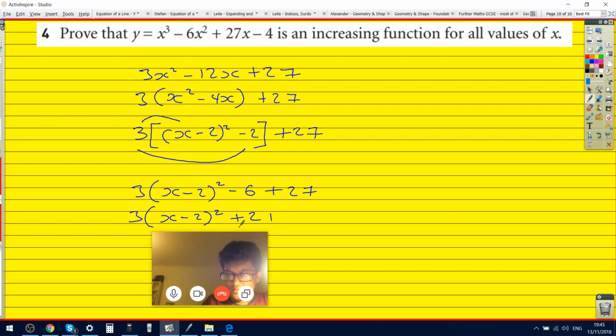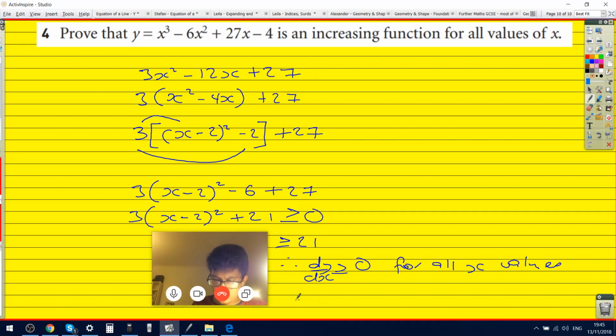What is the minimum value you can get here of this whole thing? Minus 6 squared, 21. So the minimum value would be 21 here. Basically this whole thing will always be greater than or equal to 0, and in fact, greater than or equal to 21. And that is dy by dx. It is greater than 0 for all values of x, no matter what x is. And so therefore it's an increasing function for all values of x.